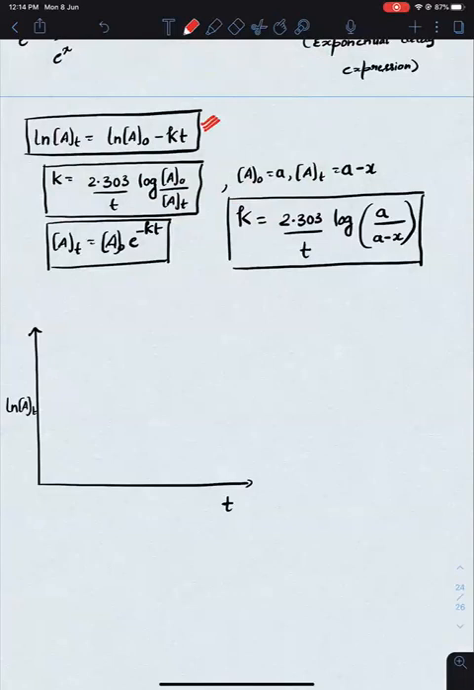If time t equals 0, what will be the value of ln At? ln A naught. So this particular point is nothing but ln A naught. If ln At is equal to 0, then t will be equal to ln A naught by k. Very good. So this point is (ln A naught upon k, 0). This is (0, ln A naught). If you join these 2 points, you will get the graph.